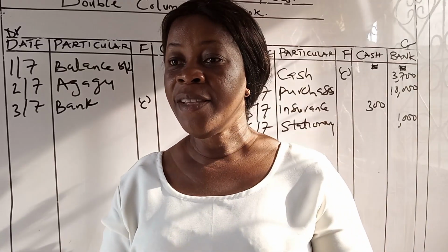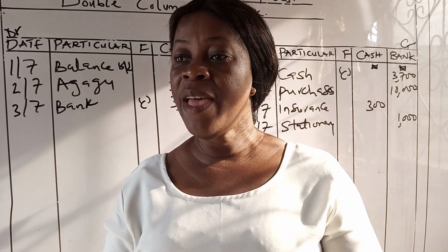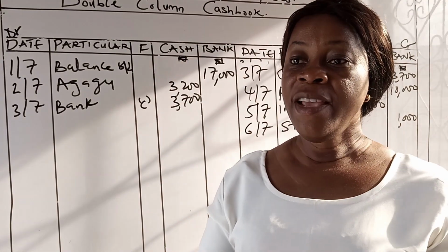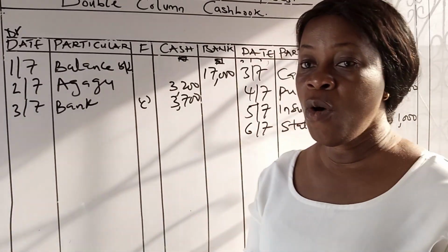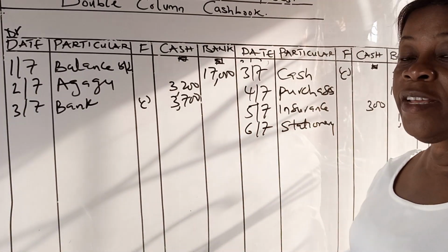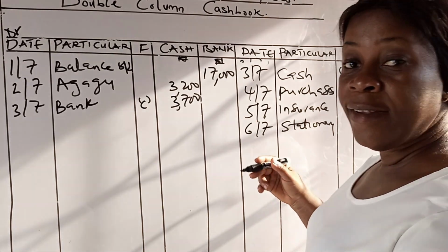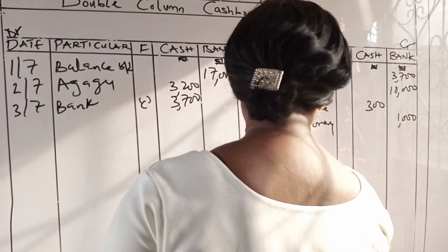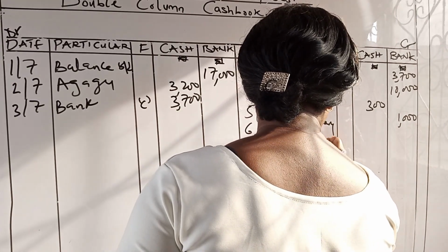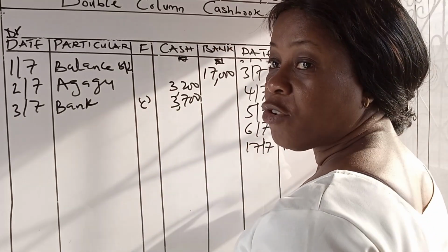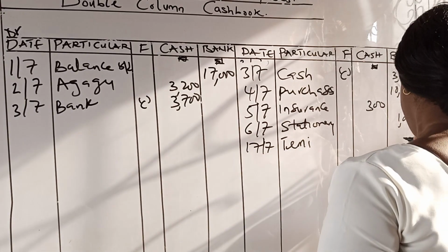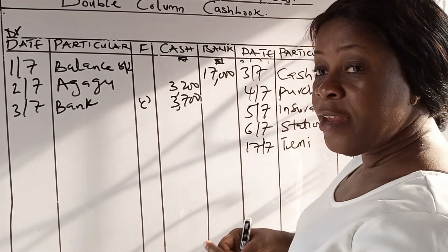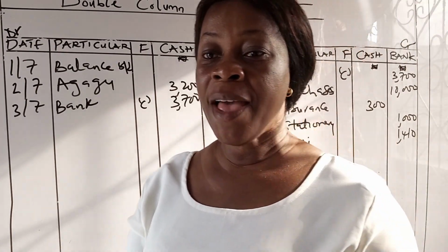July 17, send check to Temi 1,400 naira. That's a decrease in the bank balance, so it will be recorded on the credit side. 17/7, the person that check was given to was Temi, and how much? 1,400 naira in the column for bank.